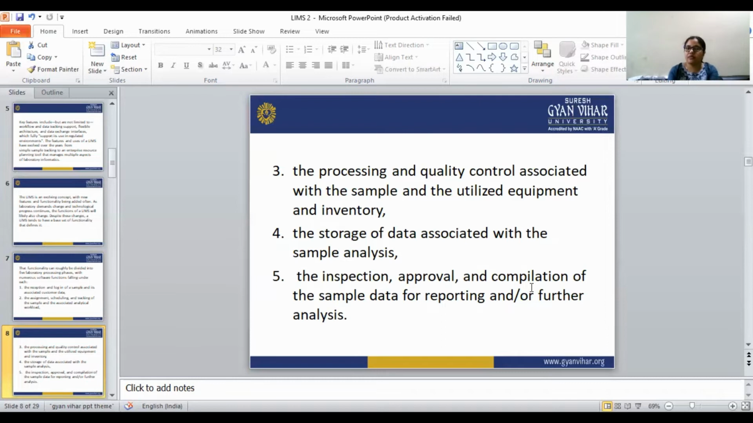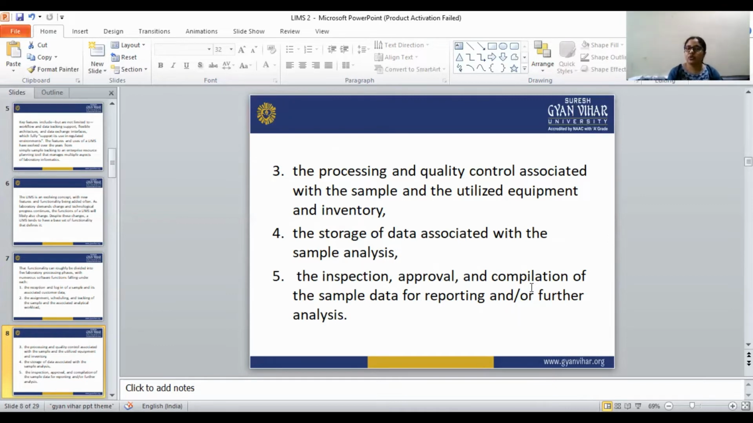Okay, next is after processing the data, after tracking and scheduling that particular data. The third phase is processing and quality control. Processing and quality control are associated with the sample, the utilized equipment, and the inventory. That is, how quality control and the processing of the data happen is all associated with the equipment, inventory, and the sample.